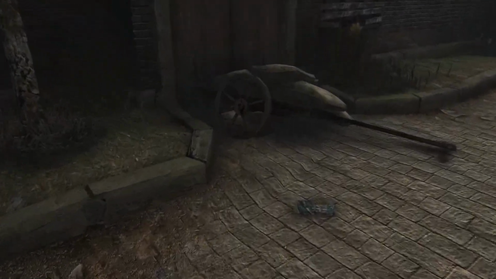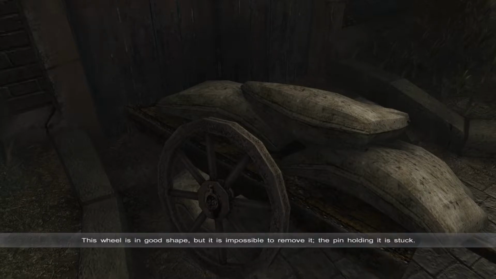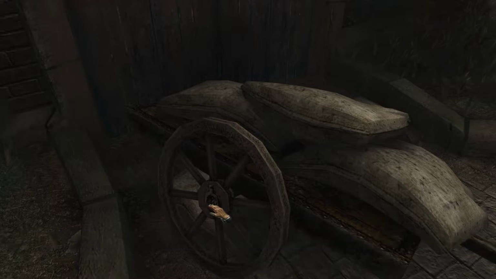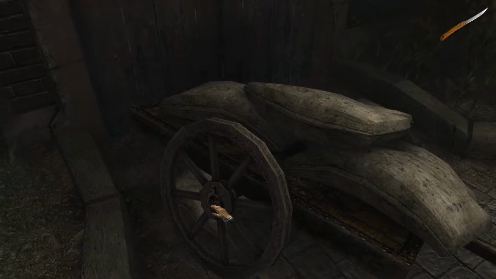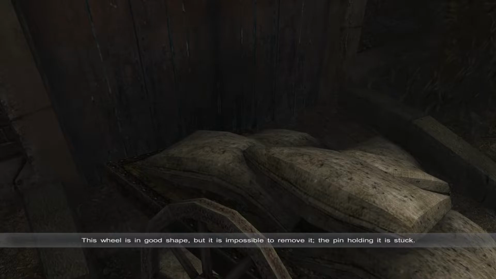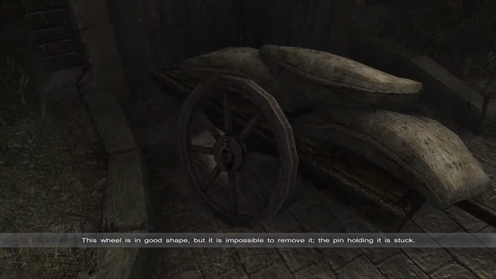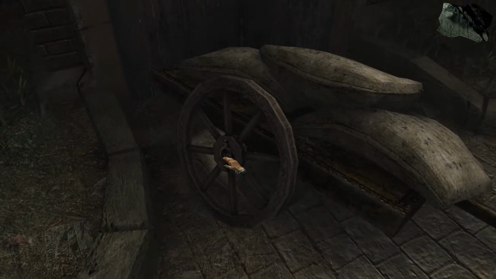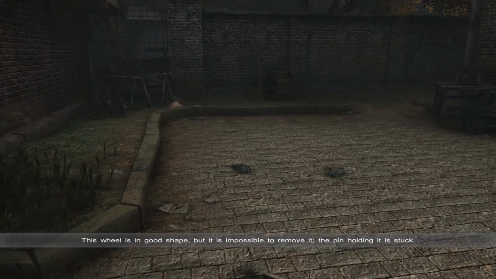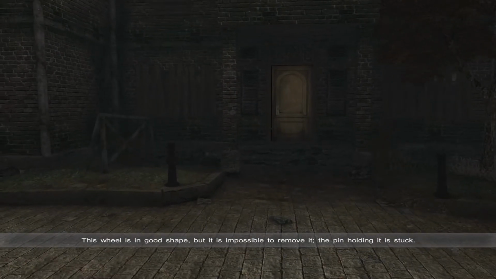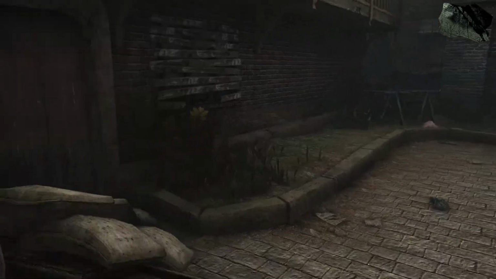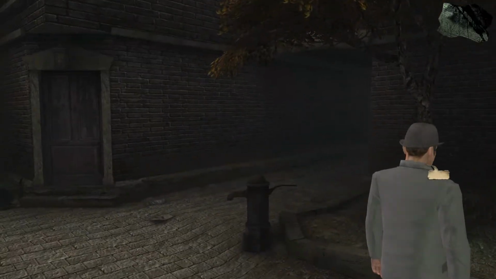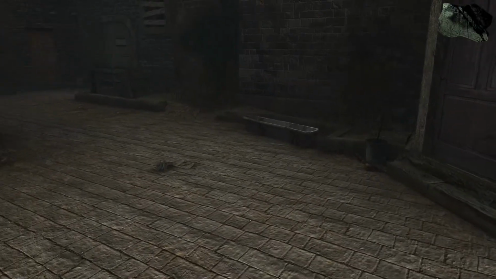Oh! Okay, how did I miss that? But we need that wheel, apparently. This wheel is in good shape, but it is impossible to remove it. The pin holding it is stuck. Do we use the knife? Do we use the cloth? Okay. What am I missing?